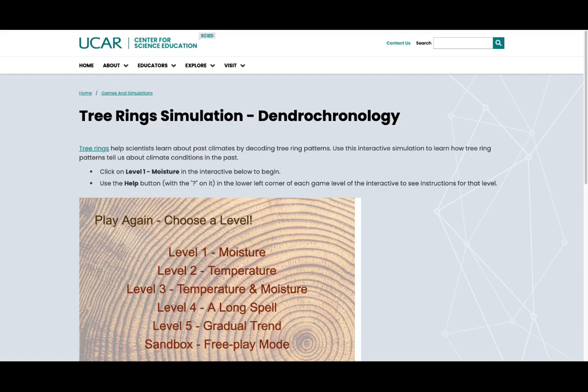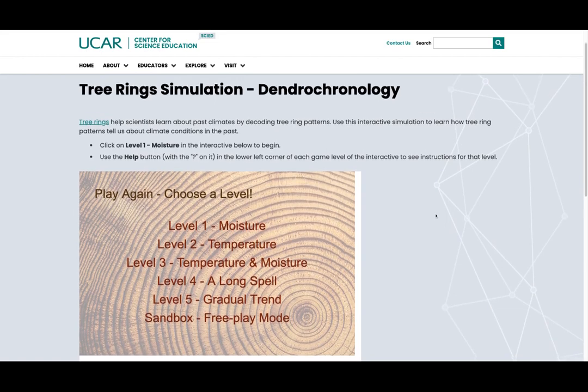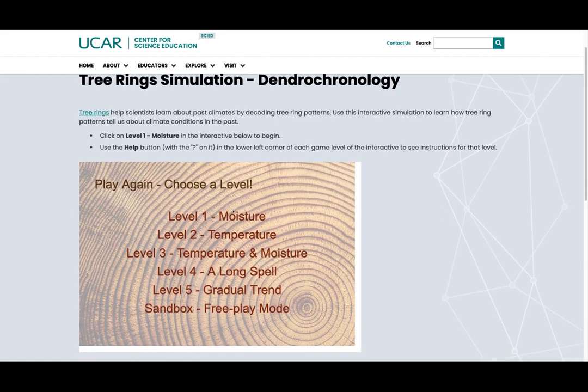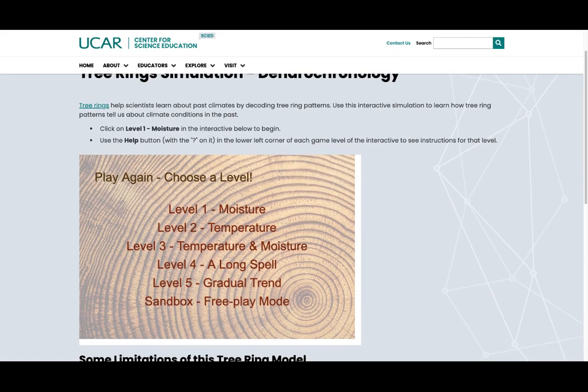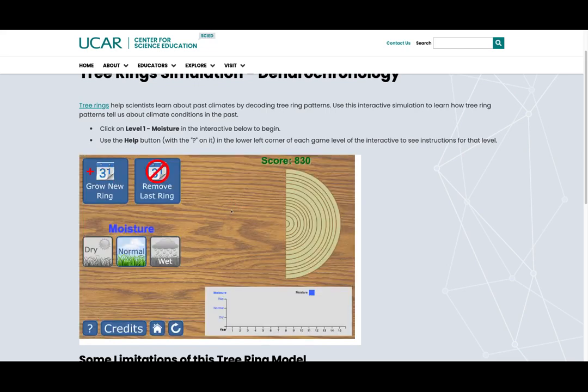Here's a quick video on how to use the tree rings simulation. When you are beginning, it's easiest to start with level 1. So after we click the link, we're going to click level 1 for moisture.